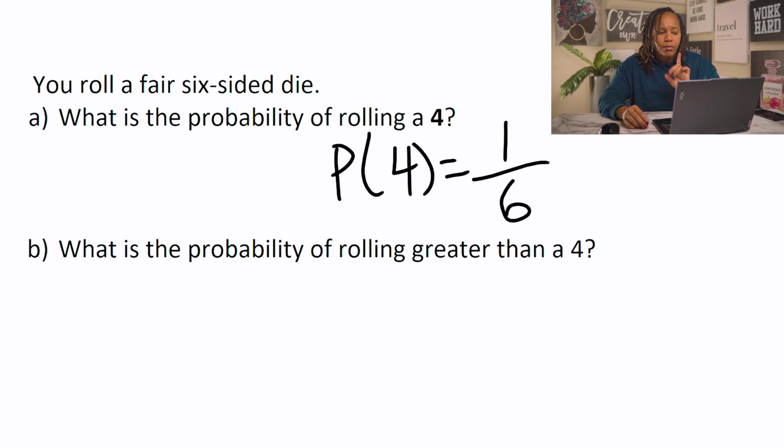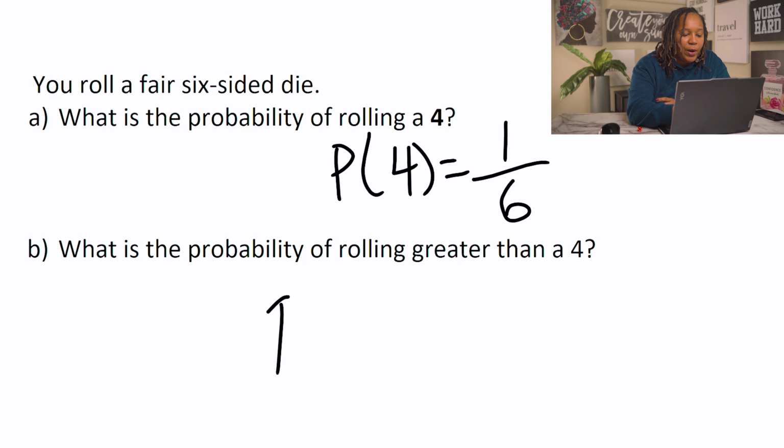All right. Part B says, what is the probability of rolling greater than a 4? So remember, my sample space is 1, 2, 3, 4, 5, 6. Which of those numbers are greater than 4? Well, 5 and 6 are greater than 4. So how many times can I get a 5 or a 6? Well, there's one 5 and there's one 6.